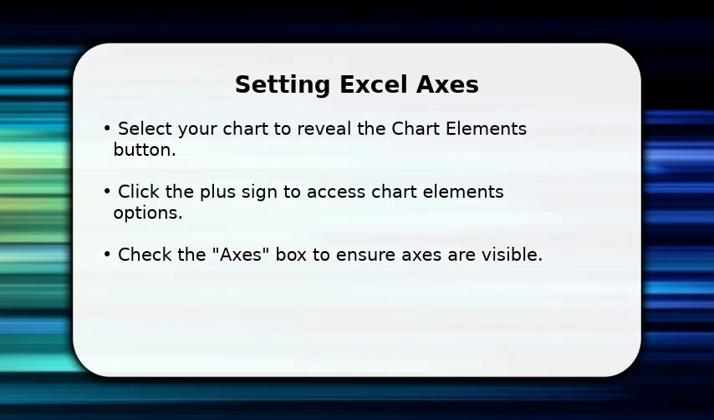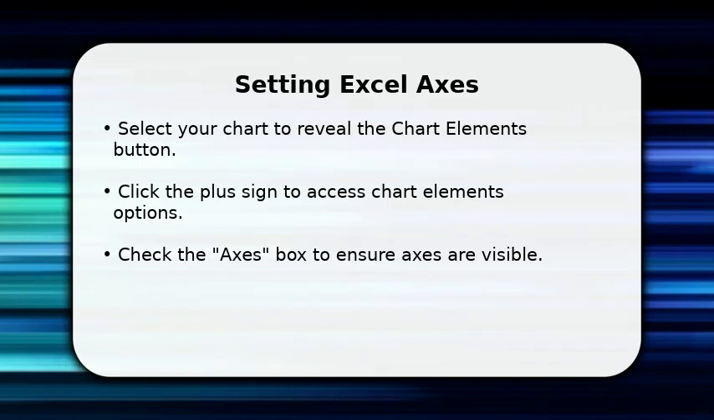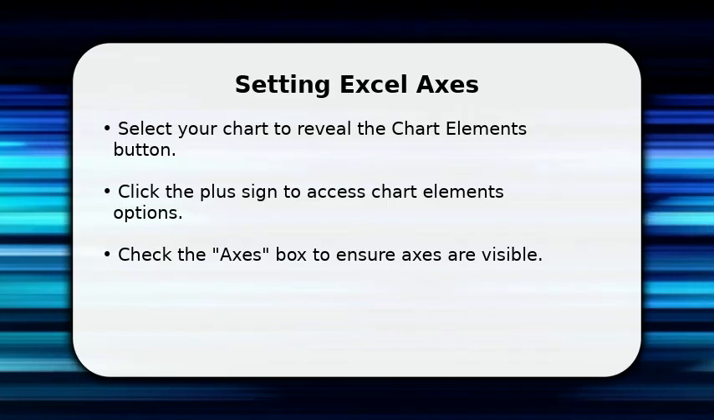In this video, I will explain how to set X and Y axis in Excel. First, click on your chart to make the Chart Elements button appear, which looks like a green plus sign. Click this plus sign to open the Chart Elements menu. Make sure the Axes box is checked to display both your horizontal and vertical axes. This is your essential first step for all axis customizations.